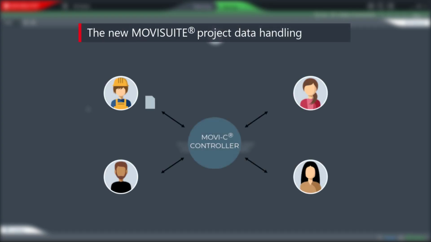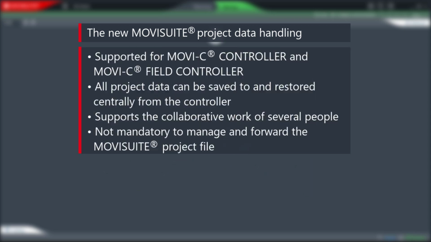Thanks to the new MOVISUITE project Data Handling, projects can now be stored centrally on the MOVI-C controller. This means that the latest complete MOVISUITE project is available at all times. In addition to the parameterization data, the MOVISUITE project structure is also saved on the MOVI-C controller and can be restored at any time. This supports the collaborative work of several people on the same system. It also eliminates the need to manage and forward the MOVISUITE project file.